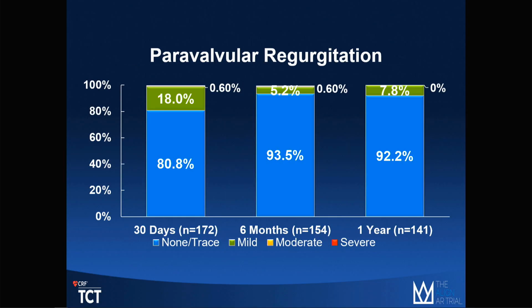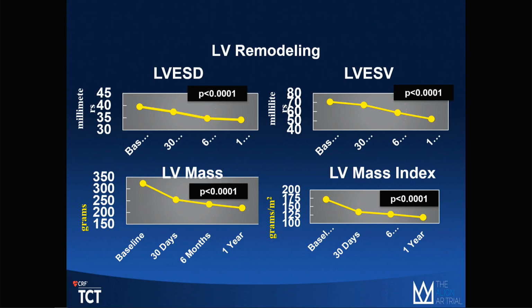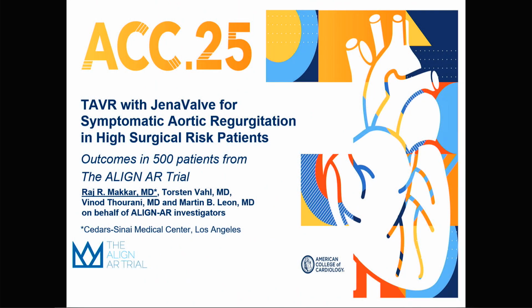Here you can see that almost everybody had non-trace or mild. Really 0% of patients at a year have moderate or severe. As we've seen in the surgical literature, once you get rid of aortic regurgitation, the LV remodels. And here you can see indications across the board of a significant LV remodeling in all 4 categories.